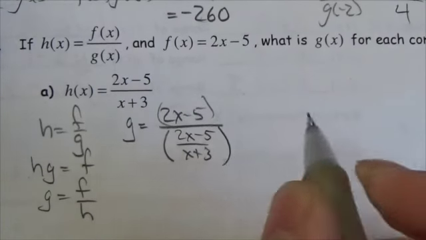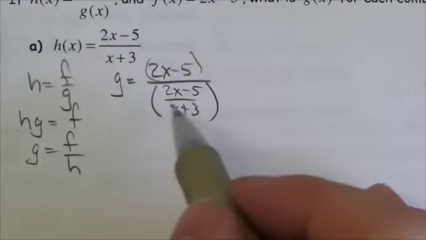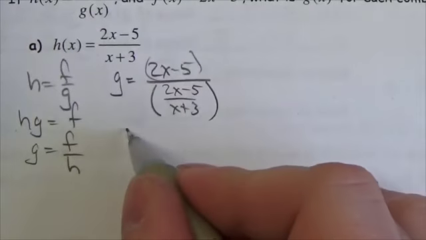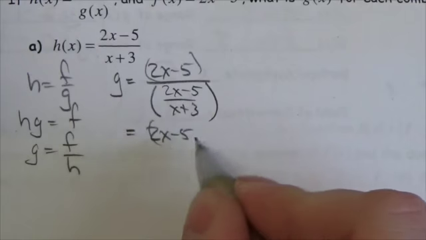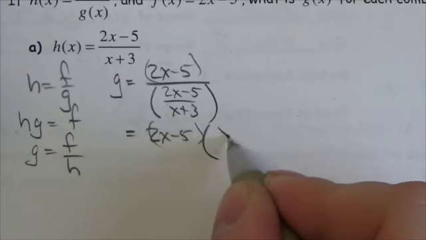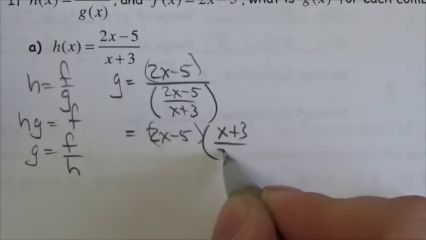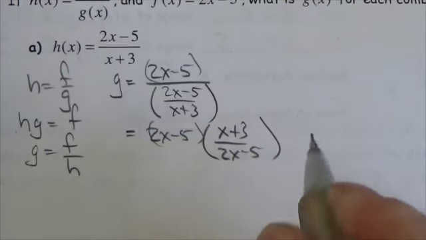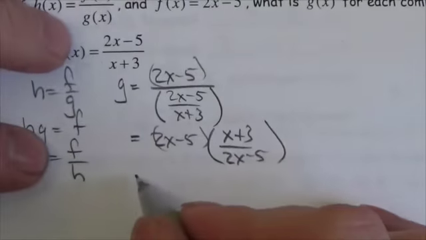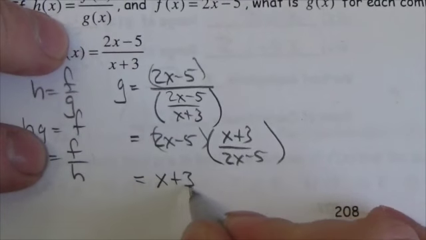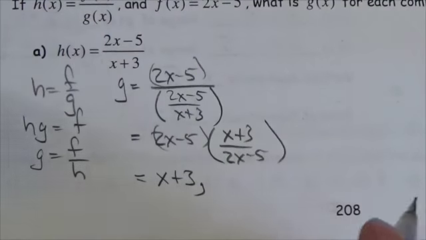So the resulting expression here is actually a complex fraction. I've got a fraction divided by a fraction. So what I'm going to do here is multiply by the reciprocal of the denominator, or the divisor I should say. Notice that the 2x minus 5s are going to cancel with each other, and what I'm going to be left with is x plus 3. Now, that's great.